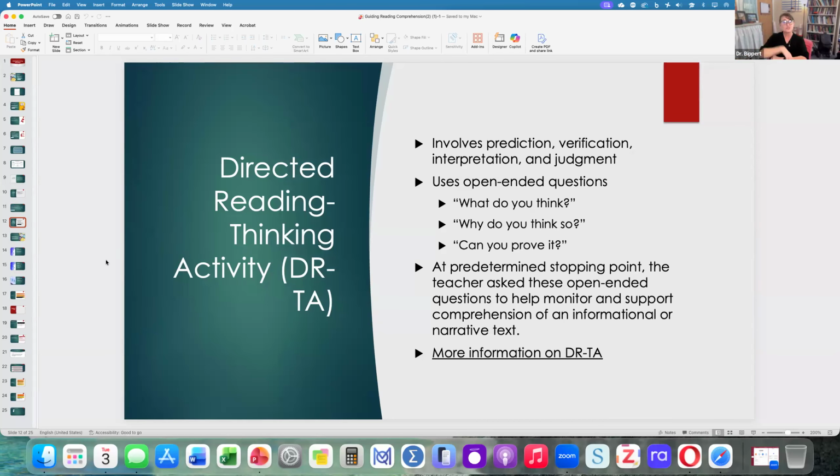Okay. Directed reading thinking activity. Oh my goodness, the DRTA. It involves prediction, verification, interpretation, and judgments.